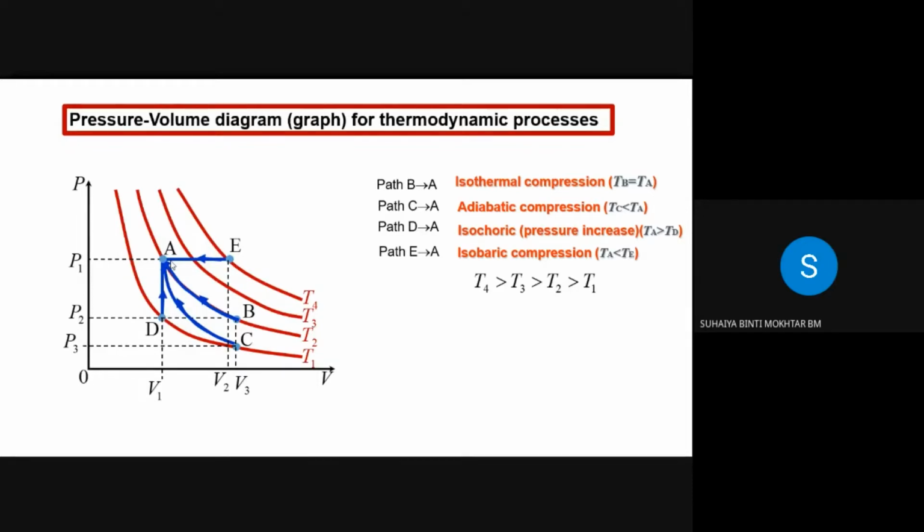Then EA. Volume also decreases here, so work done here should be negative. Work done on the system, negative. So TE is greater than TA. Constant pressure is isobaric. In this case we compress, so isobaric compression.